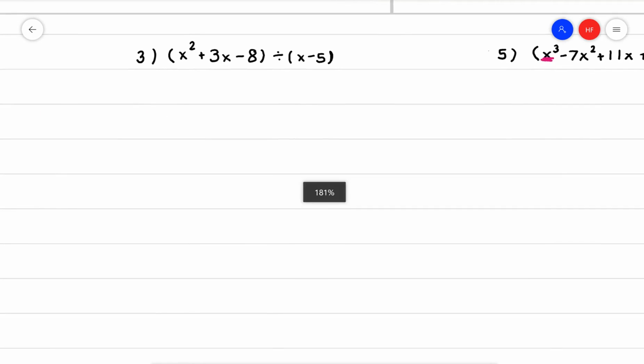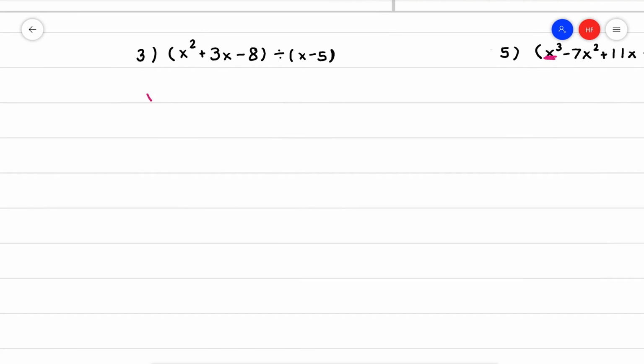Then on number 3, we're going to take x minus 5, write it on the outside, and x squared plus 3x minus 8 on the inside. We're taking x into x squared. So I know that I would need another x, since x times x is x squared. And then x times negative 5 is negative 5x. We are subtracting that entire thing, so we'll change both of their signs.